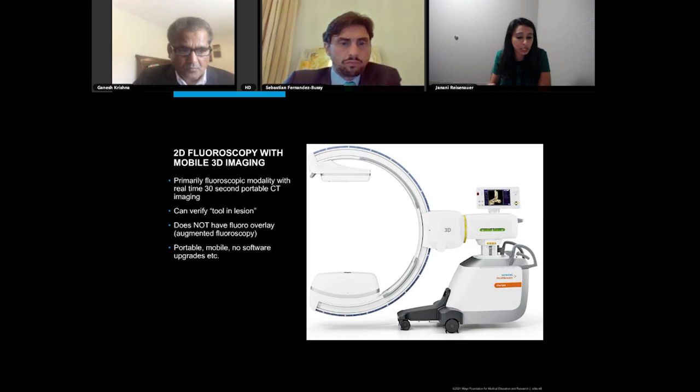I believe GE has one, and I think Philips has one as well. This is primarily a fluoroscopic modality with real-time 30-second portable CT imaging. This allows you to verify tool and lesion. It does not have that fluoro overlay that I mentioned with that augmented fluoroscopy, but it does, in 30 seconds, allow you to see exactly what your relationship is between the tool and the needle.